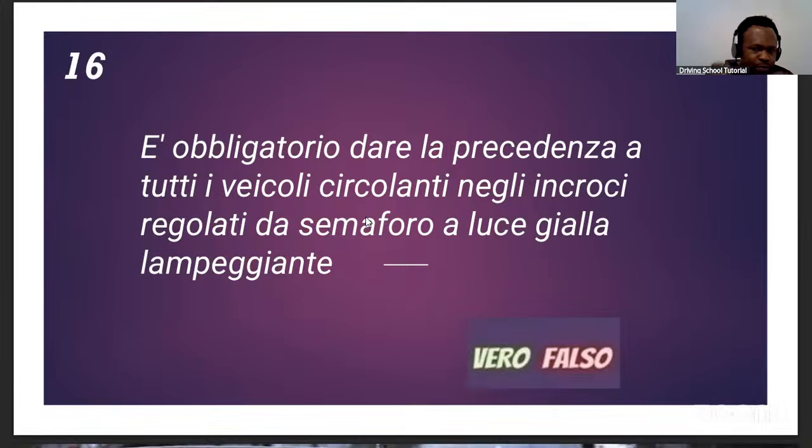È obbligatorio dare la precedenza a tutti i veicoli circolanti negli incroci regolati dal semaforo a luce gialla lampeggiante. Now, remember, there is difference between luce gialla lampeggiante and luce gialla fissa. Luce gialla fissa is the yellow fixed light that turns on immediately before it turns red. And luce gialla fissa permits you to pass the junction if you cannot stop in a safe manner before the transverse line. Whereas luce gialla lampeggiante, which is the yellow flashing light, is the light you see in a traffic light that is either off or not functioning.